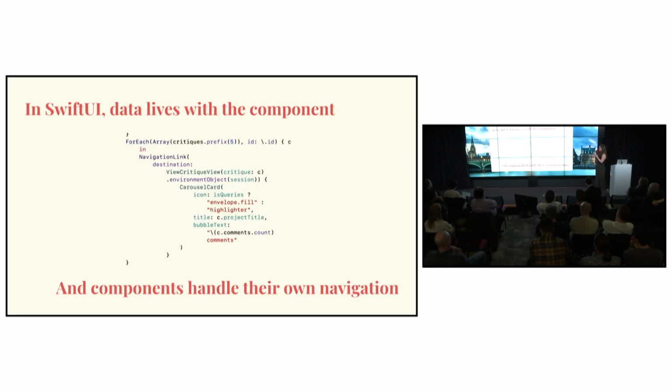Whereas SwiftUI data lives inside the components. And components largely handle their own navigation. So if you've got a navigation link, that would go into the next bit of your view. And obviously that would handle its own navigation.